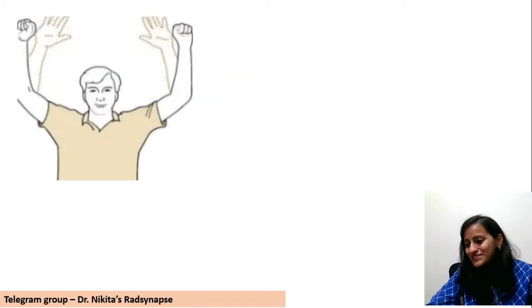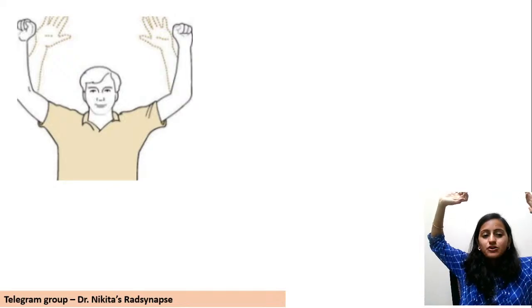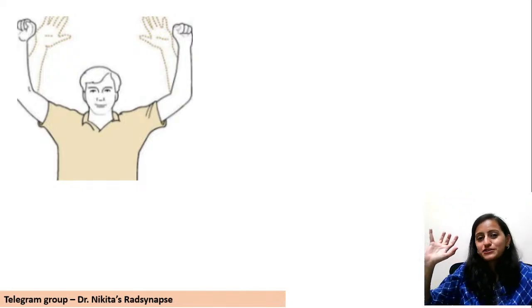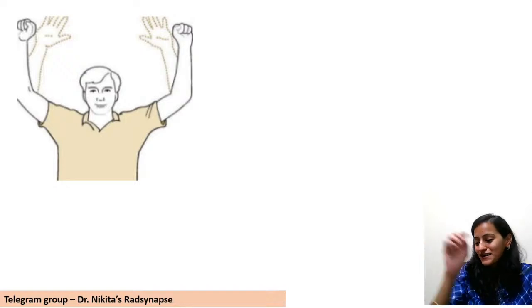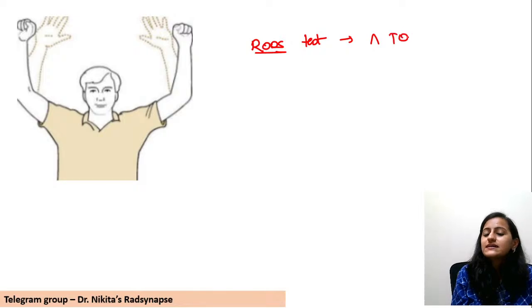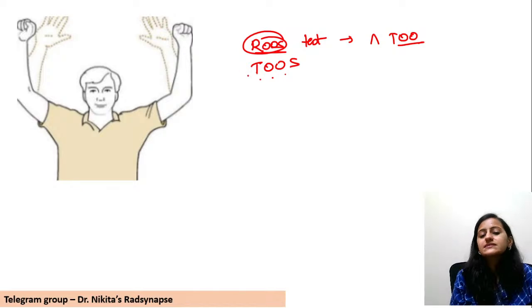Okay, what test is this? This is an interesting test here. You can see both the hands going up like a bhoot. That is your bhoot wala position. You know, when you're trying to scare someone, bhoot wala position. This is your Roos test. Bhoot wala is your Roos test, which is basically done for thoracic outlet obstruction. So remember, Roos is for twos. That is basically thoracic outlet obstruction syndrome. You have the Roos test for thoracic outlet obstruction.